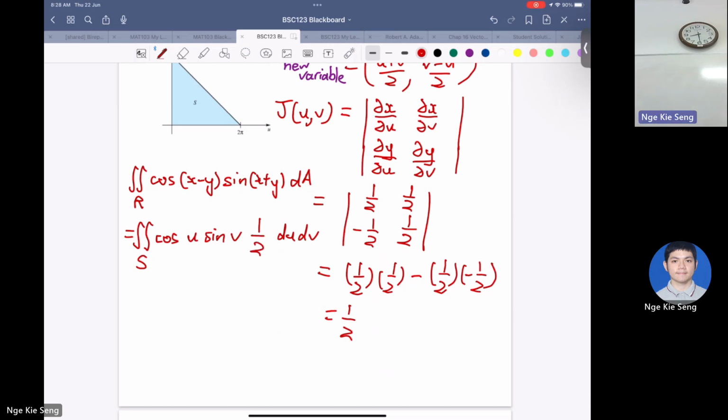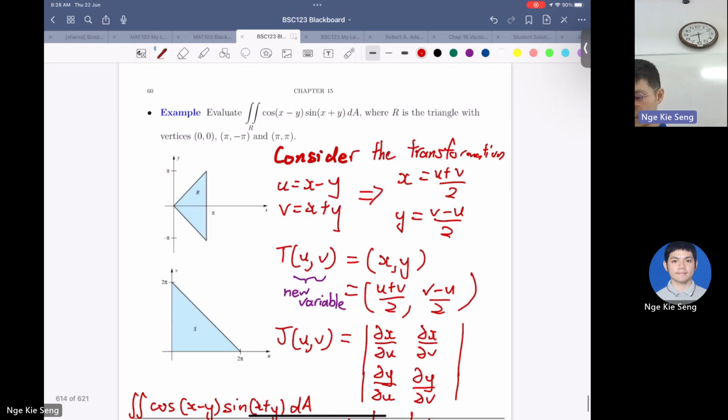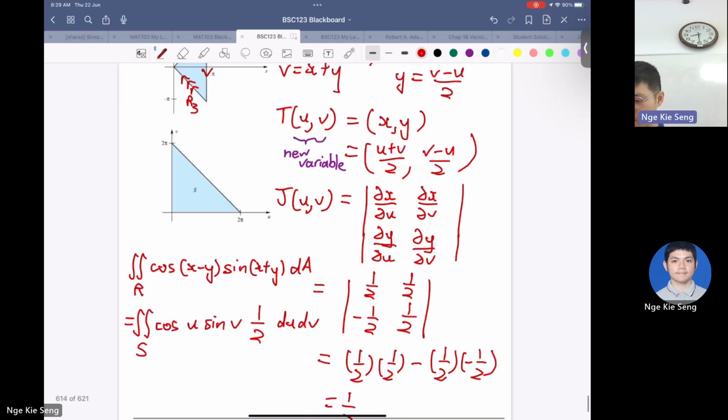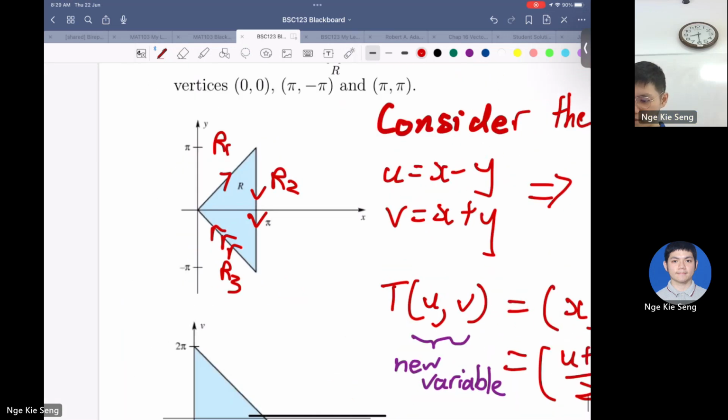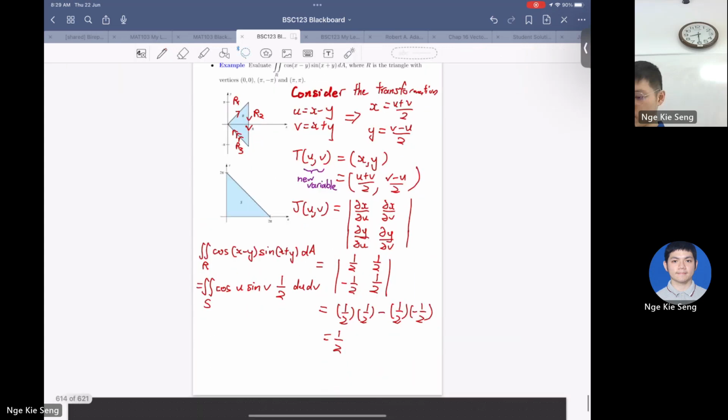So how does this domain change? You need to study how this domain changes. Let's study how the domain changed. What we can do is first check the boundary. What happened to the boundary? Let's call the boundary lines R1, R2, and R3, and then we can label them. Let's move everything away.